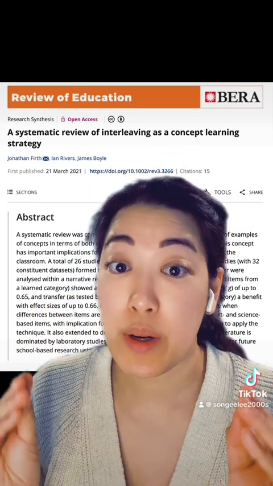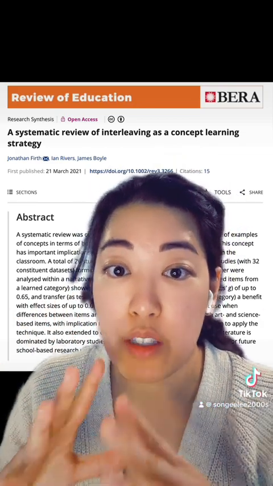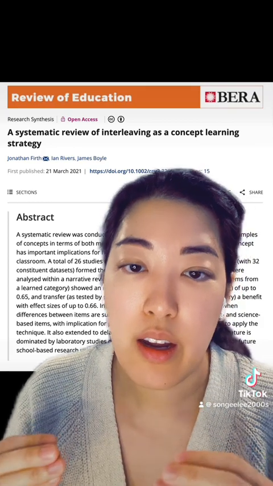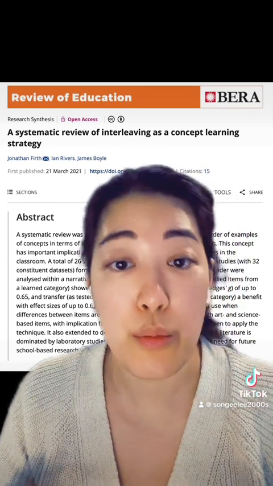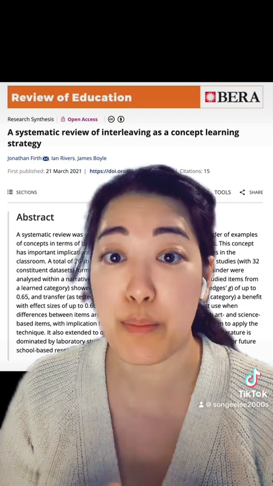Okay, they looked at 26 articles in total, and they actually want to do a meta-analysis to discover how interleaving works, what the effects of it are, and if there's any benefits to the learner.